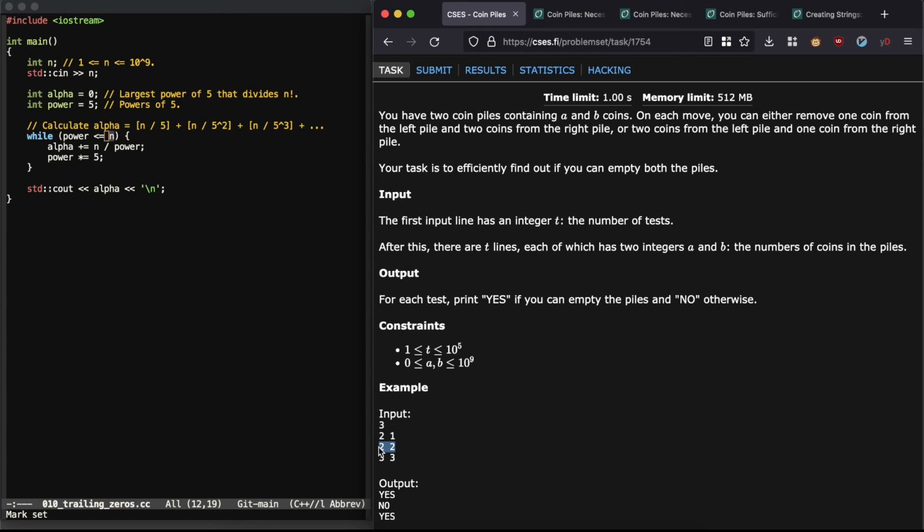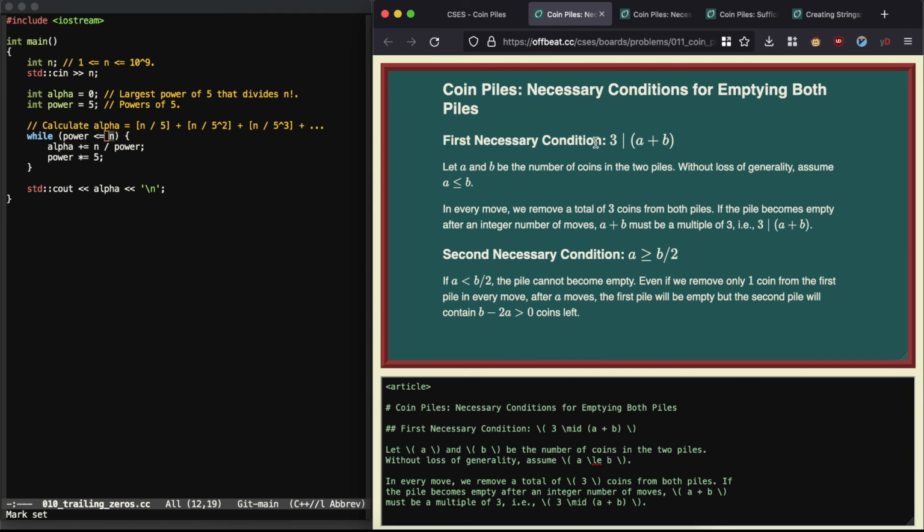And what is the reason for that? The reason is, in every move we are removing 3 coins, 1 from one pile, 2 from the other pile. In every move we are removing 3 coins. So if we want to make both the piles empty, the total number of coins has to be a multiple of 3. So that becomes a very easy condition. It's a necessary condition. It has to be true, otherwise we will not find a solution. That's the meaning of necessary condition.